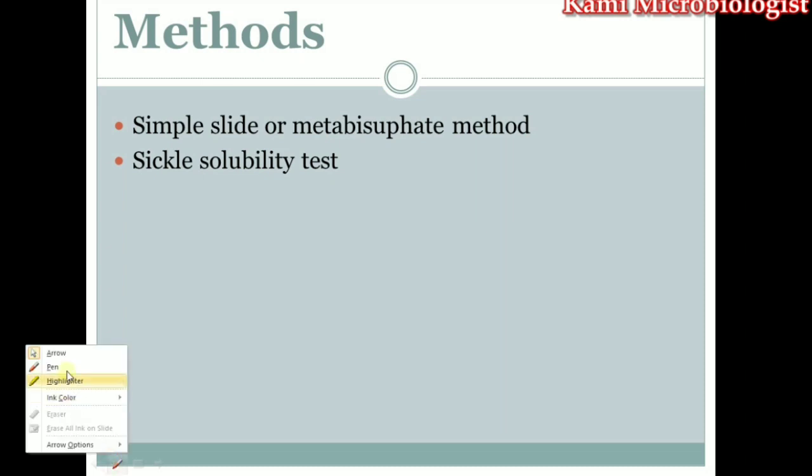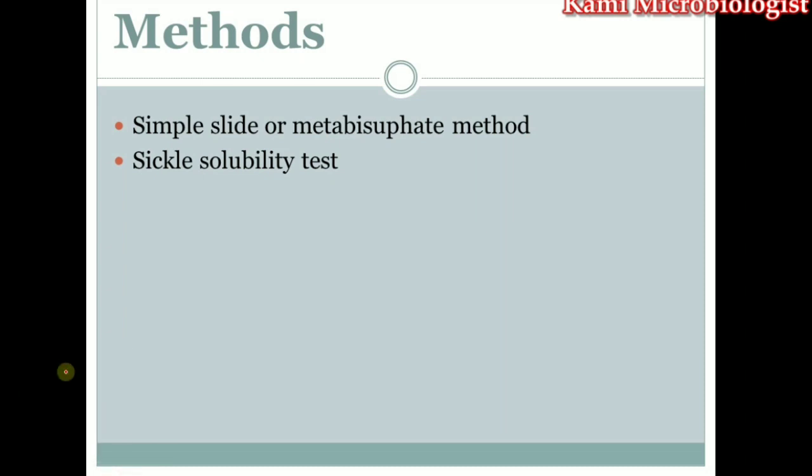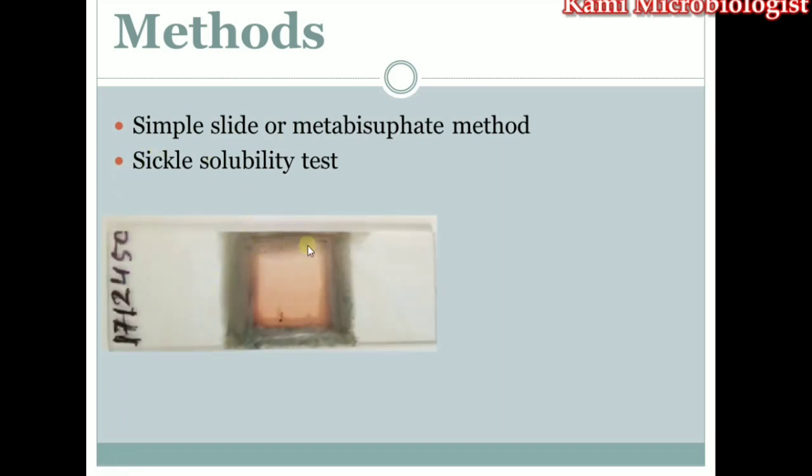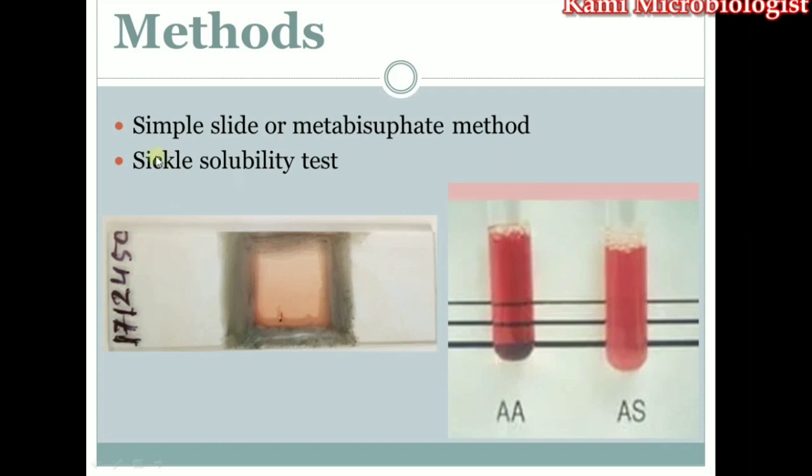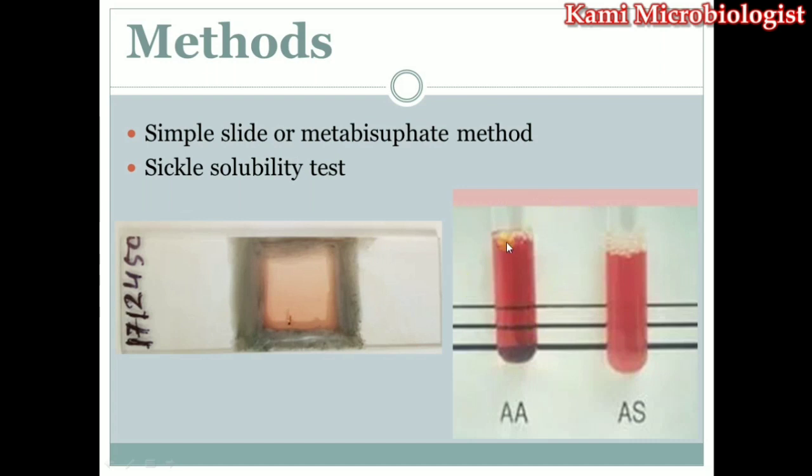Then we have methods. How many methods do we have? We have 2 methods. The first method is called the simple slide method, as you can see. In this case we need a slide with a cover slip, and then we put our blood sample as well as sodium metabisulfite reagent, and we mix it, and then we make the slide and see it under the microscope. We'll talk about it in the next slide. Then we have another method which we call the sickling solubility test method. In this case we need the test tube, and as you can see, this is the sickling solubility test.